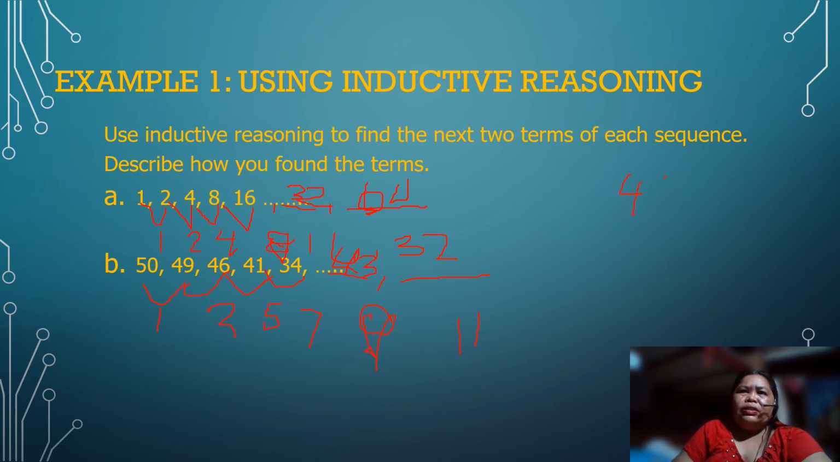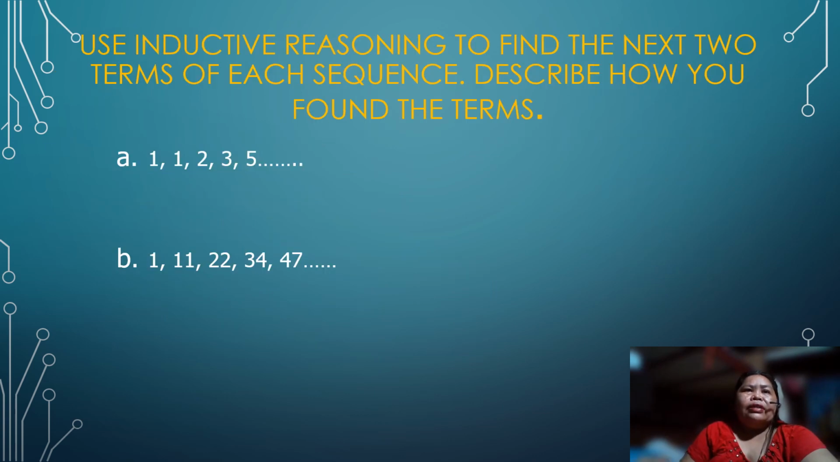And then we add 11 to 43. So 43 plus 11 is equal to 54. Okay, 54. That means we already get the next two terms by finding the patterns using inductive reasoning. So when you go to your sequence, you can use the same logic. That is inductive reasoning.